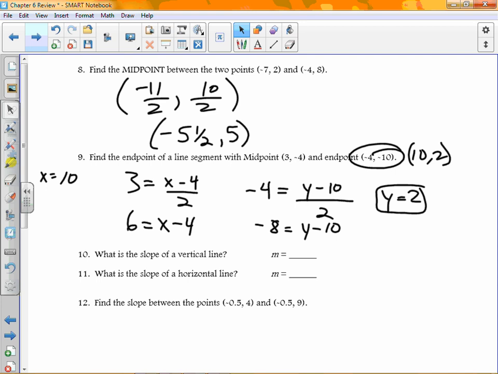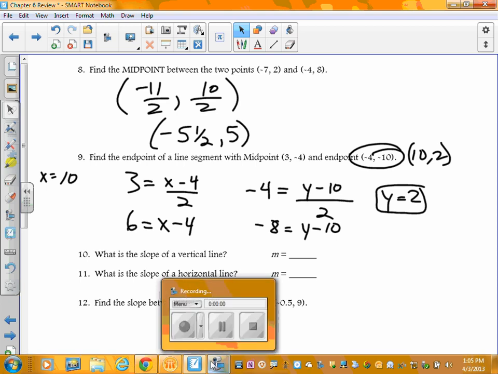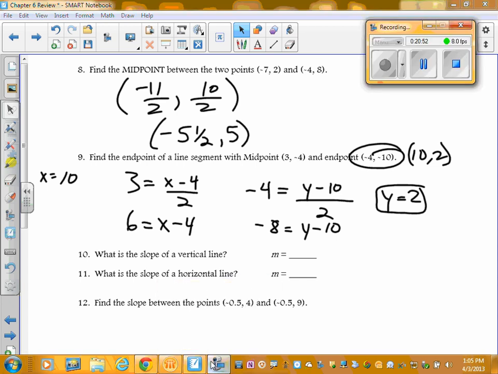The slope of a vertical line is undefined. The slope of a horizontal line is zero slope. Remember, in number 12, when you find the slope of a line, don't forget that y goes on top.